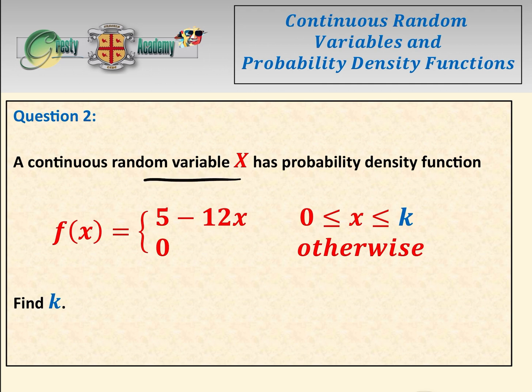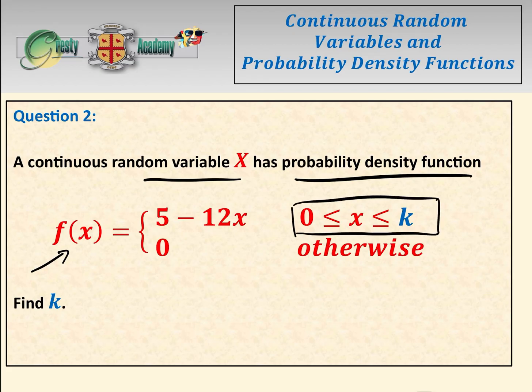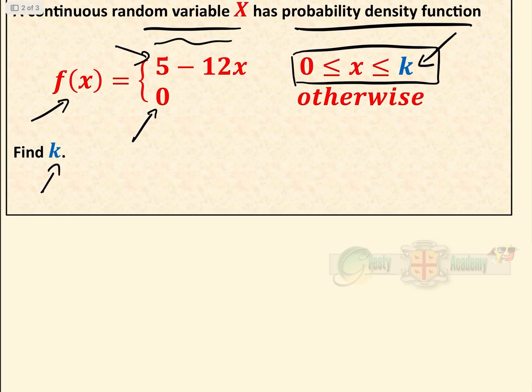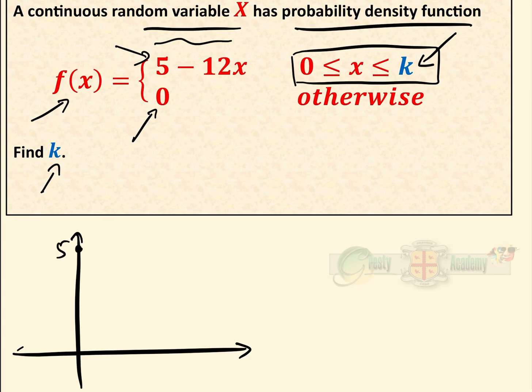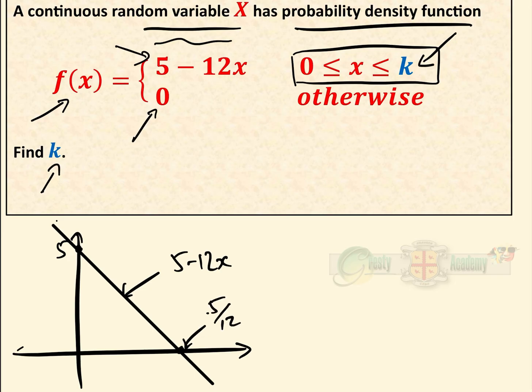We have a continuous random variable with probability density function, again f of x, between 0 and k. So this time k is here rather than here, but we still have to find k. There's only one unknown, find k. Between 0 and k, it is 5 minus 12x, otherwise it is equal to 0. Let's draw this graph here. Here is the point 5, and here is the line 5 minus 12x. This point here is 5/12, that's when the function is 0, and here is 0.